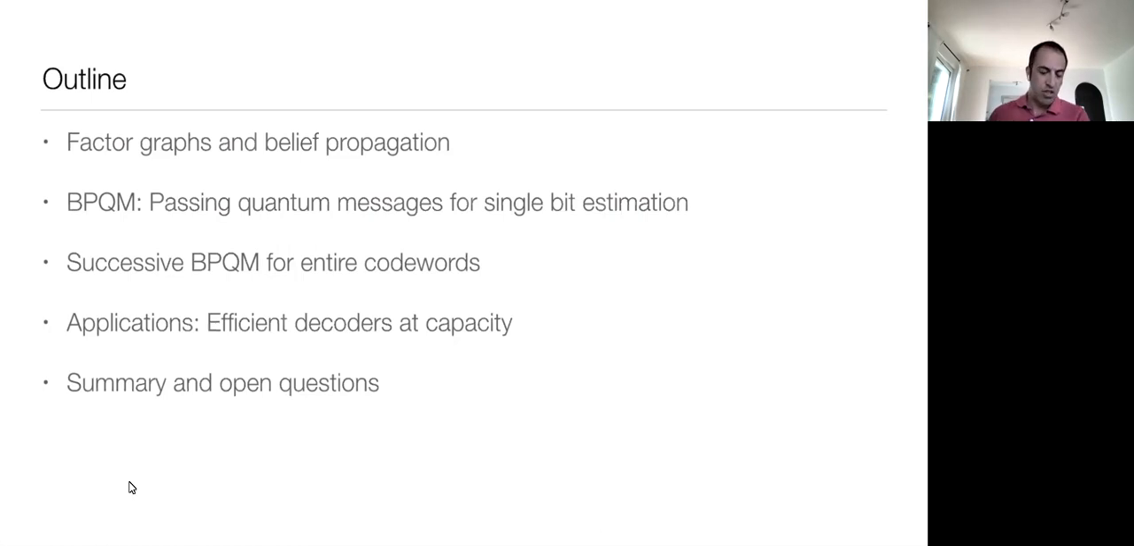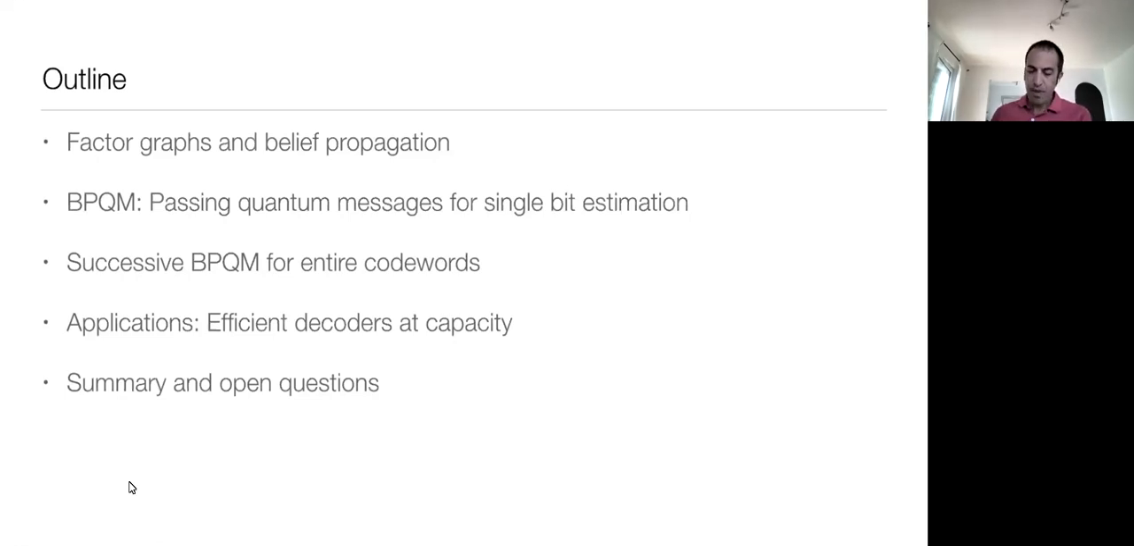And finally, to show that it's not just a curiosity, there are some applications of this, and you can actually get very efficient decoders for high rate codes that can even achieve capacity. And then finally, all of that will lead to many, many open questions.